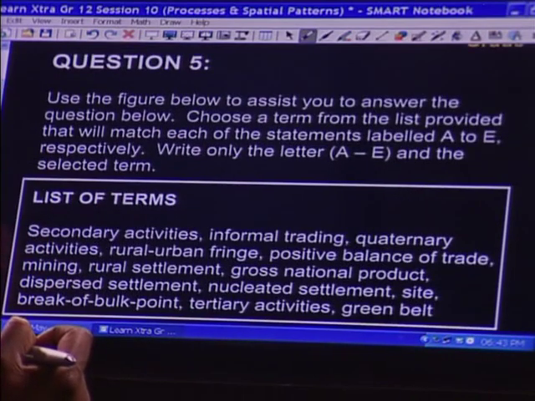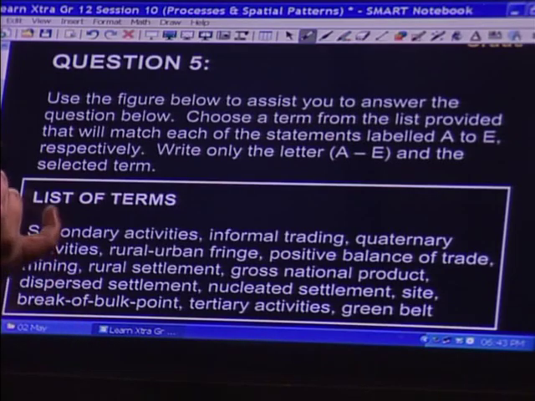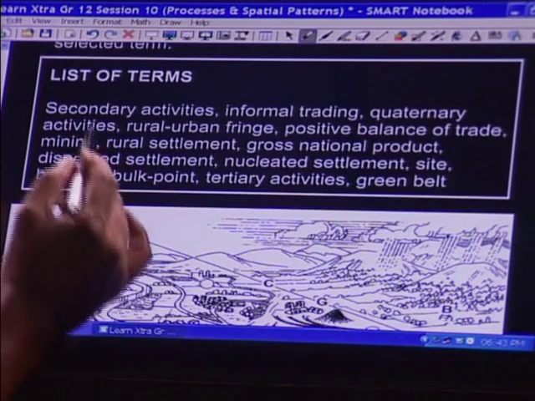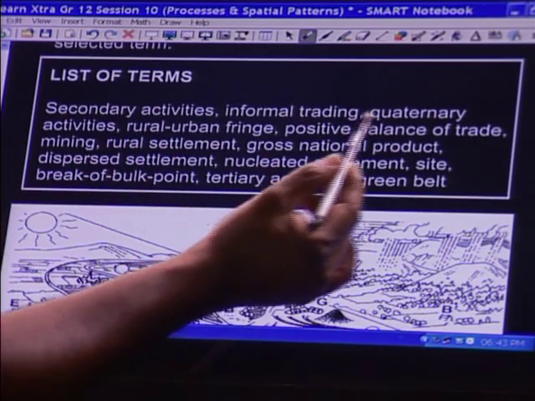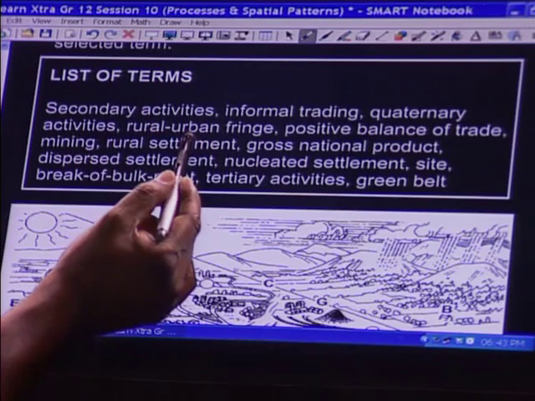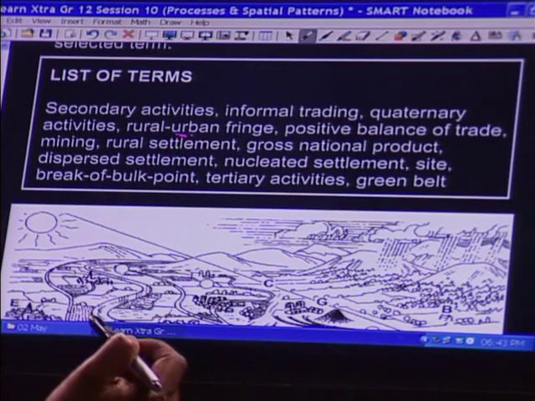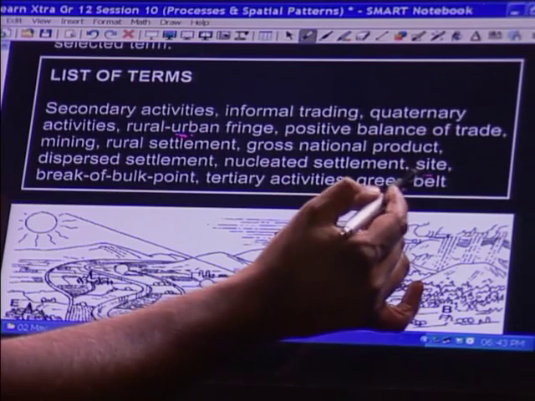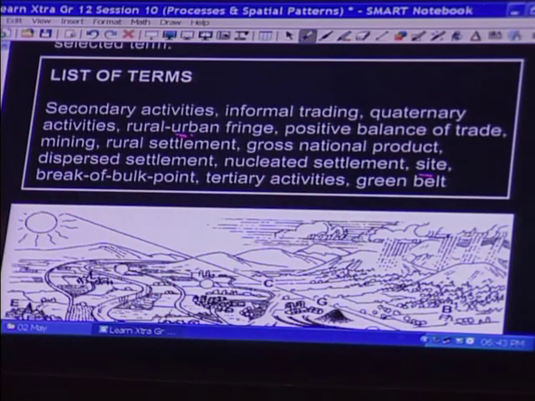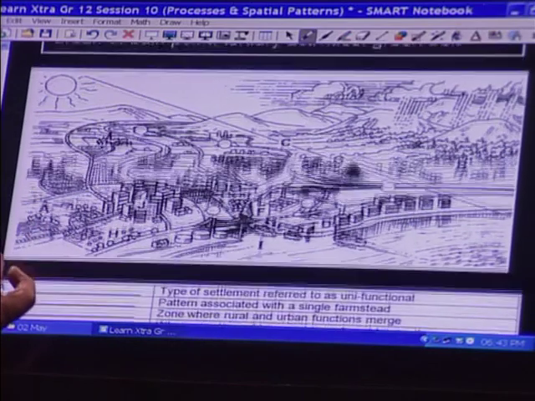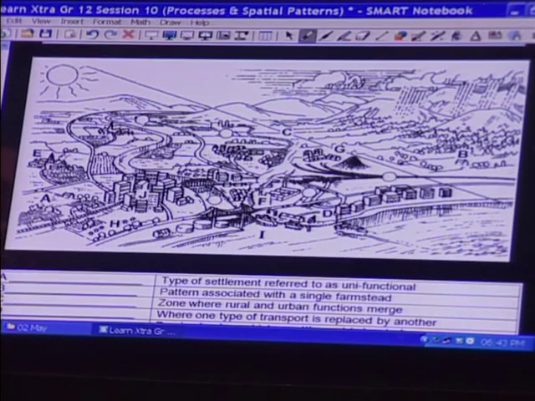Use the figure below to assist the question. Choose a correct term from the list provided that will match each of the statements labeled A to E, respectively. Write only the letter A to E and the selected terms. We've got a host of terms, for example, secondary activities, informal trading, quaternary activities, rural-urban fringe, positive balance of trade, mining, rural settlement, gross national product, dispersed settlement, nucleated settlement, site, break of bulk points, tertiary activities, and green belt. These terms are associated with the diagram represented.